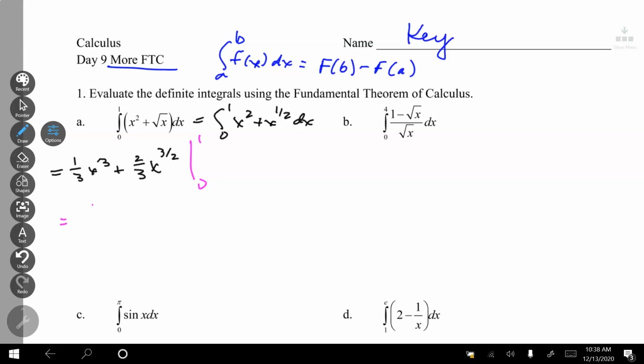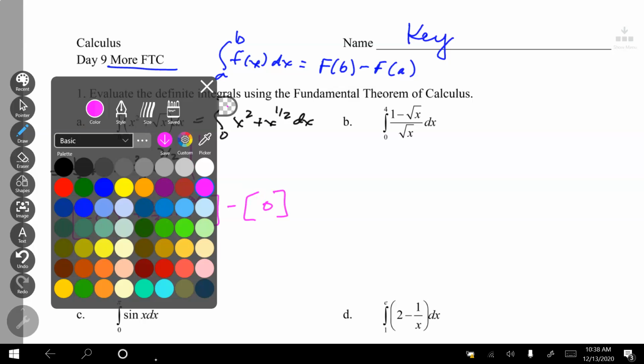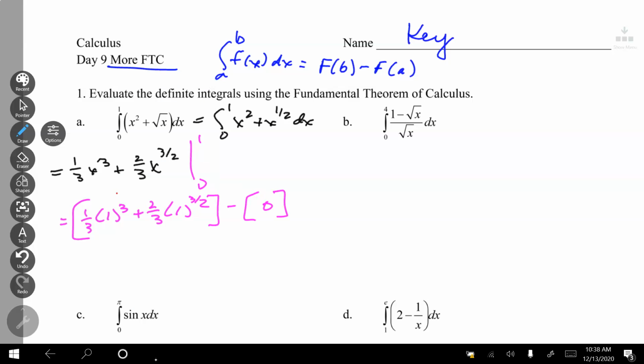and I plug in 1, I get 1/3 of 1 cubed plus 2/3 of 1 to the 3/2, and that is my upper, minus when I plug in 0, I think it's obvious I'm going to get 0. Upper minus lower every single time. And I get 1/3 plus 2/3 minus 0, and my final result is just 1.